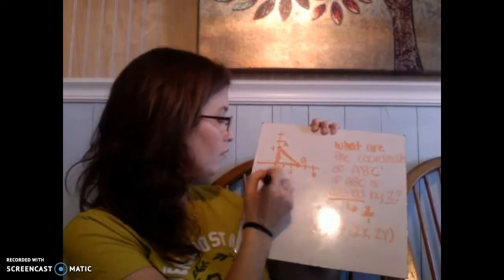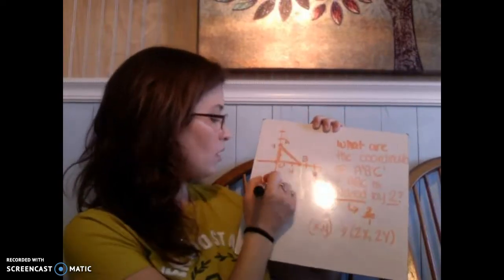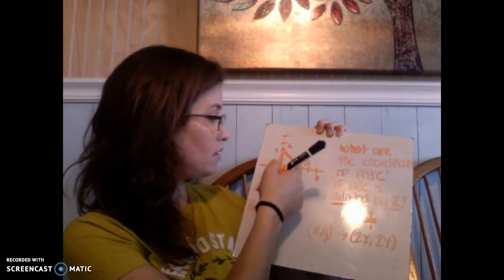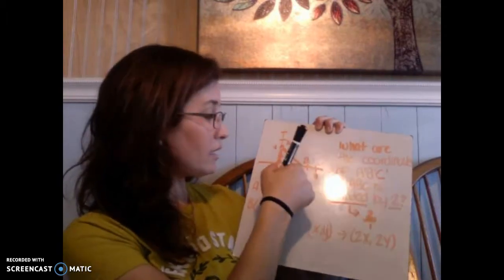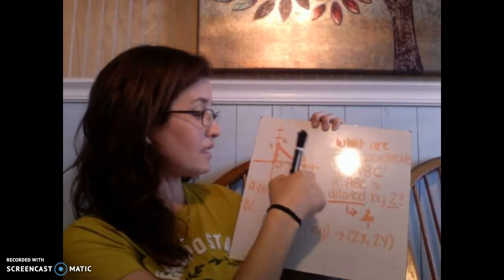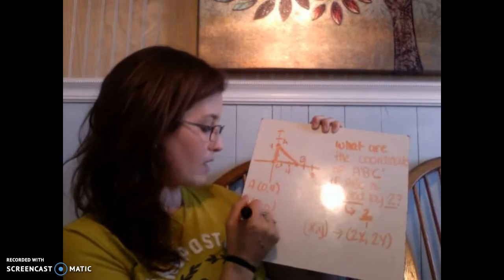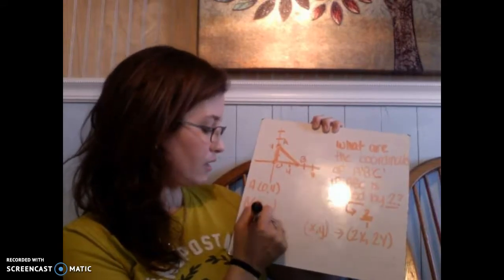So how are we going to do this? Well, first we have to list the original points. My first point is my A. Looks like it is (0, 4). My B, it looks like it's over 5 because this is 4, 6, 8. So that would have to be (5, 0). It didn't go up or down. And my C is (0, 0).